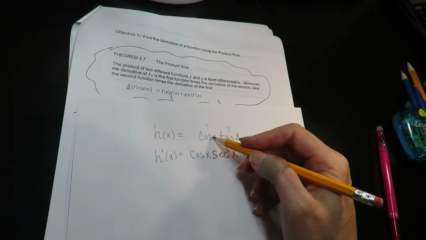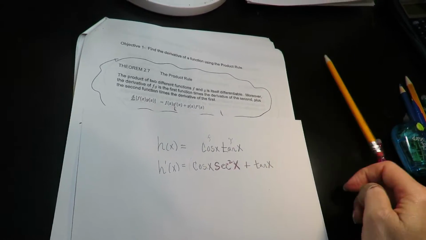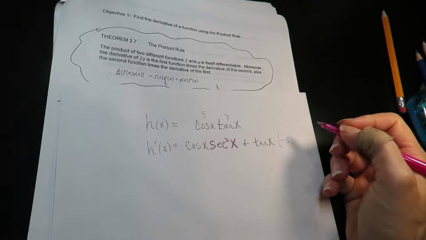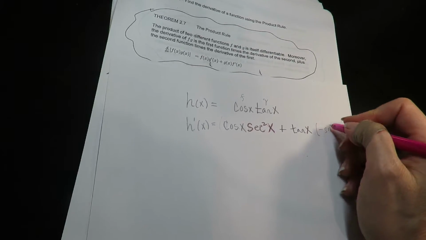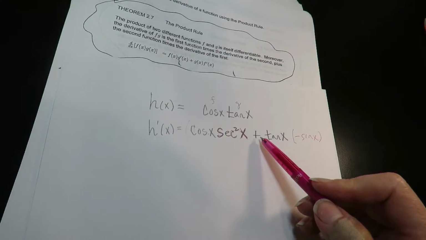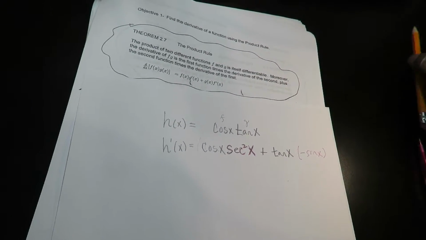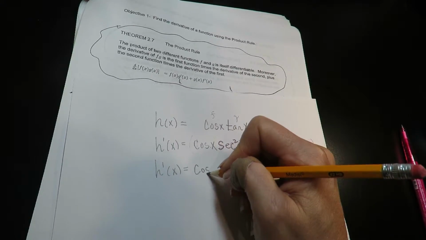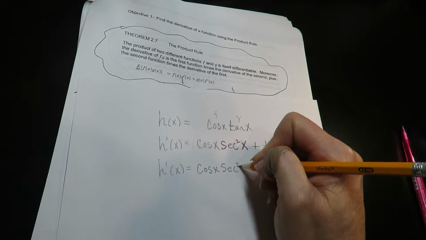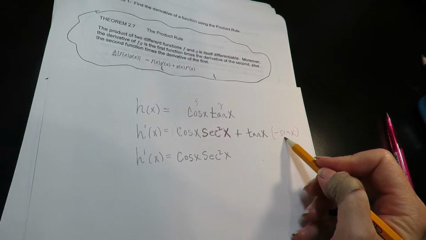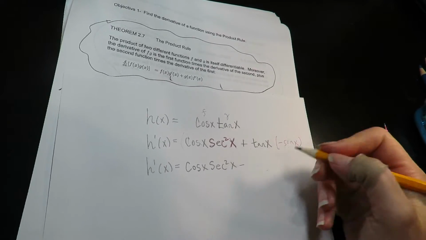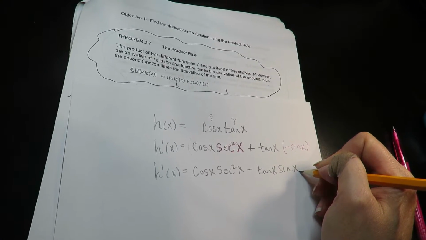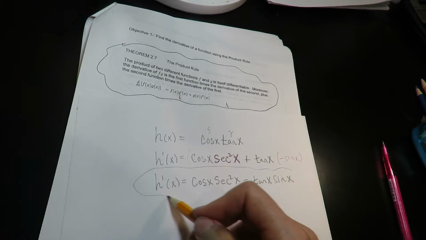Now this you actually do have to put a parenthesis at first. Because this is going to end up being negative sine x. So basically you're multiplying a positive times a negative, so you have to make this negative tangent x sine x, okay? Now I'm going to circle it here.